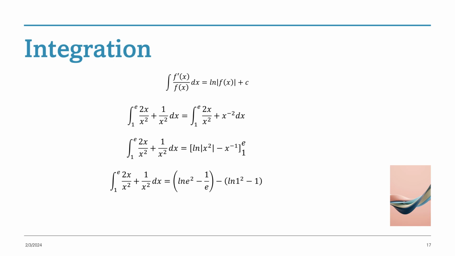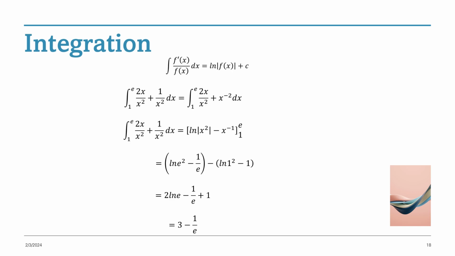That now gets us, ln of e squared, we can bring the 2 out the front. So that's 2 ln e minus 1 over e plus 1, because remember ln of 1 is 0. And ln of e, so log base e of e, that's the rule that gets you 1. So I get 2 plus 1 is 3 minus 1 over e.